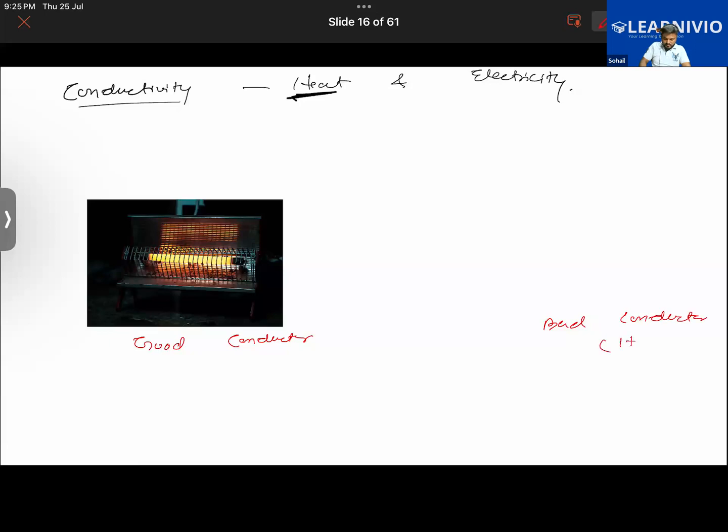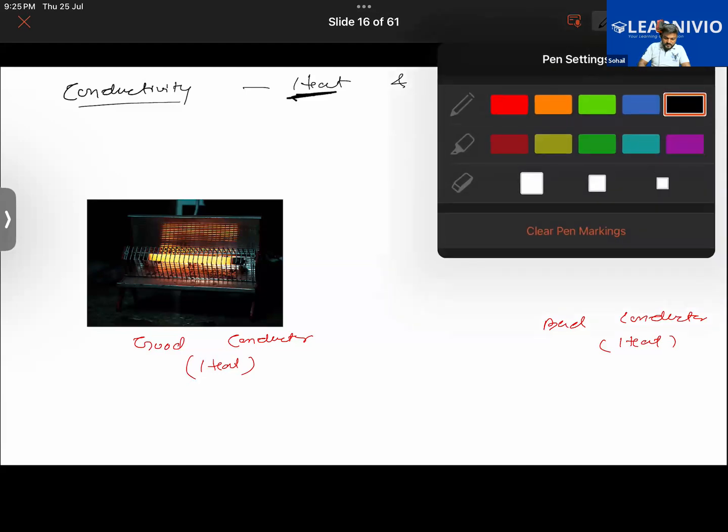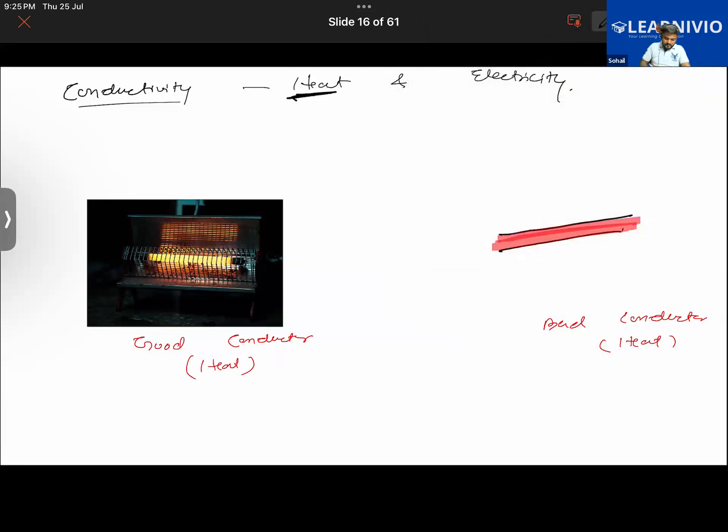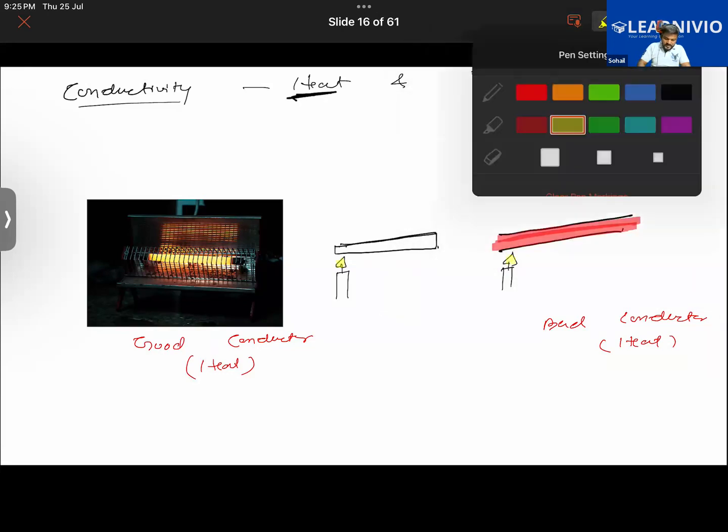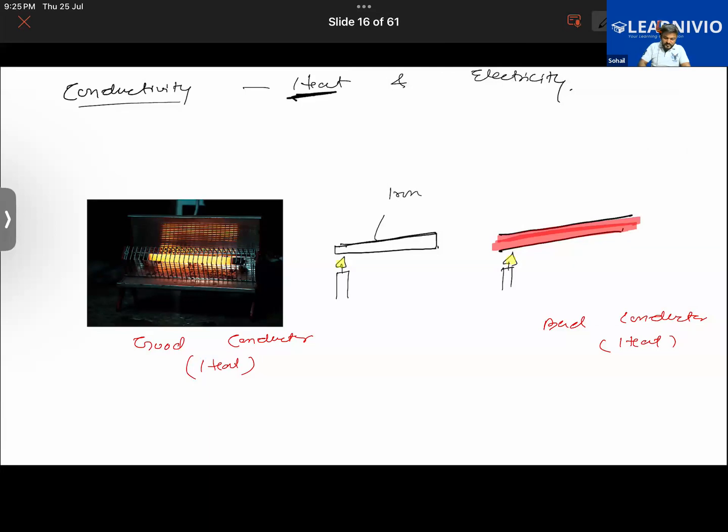Sir, also in ovens, there is that coil that is a good conductor of heat. Yeah, exactly, there also. Say that I have taken a piece of wood, and over here I have taken a piece of iron, and both of them are being held above a candle flame. In the first case we have placed an iron rod, and over here you have put a wood.